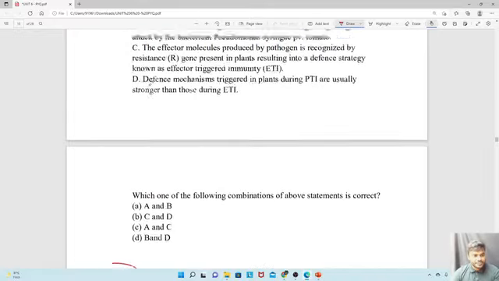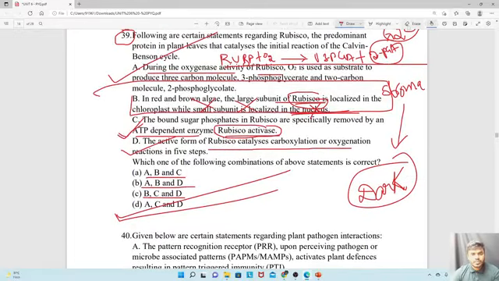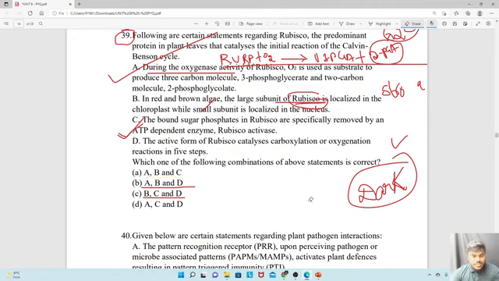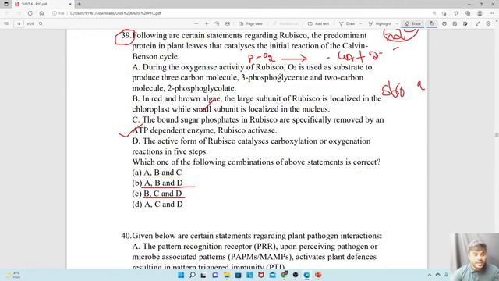Option D. We have discussed this, dear. What is Rubisco's function? I will tell you one common definition.